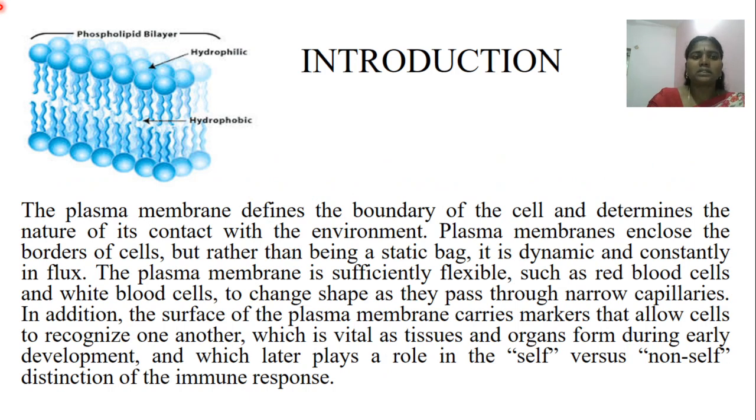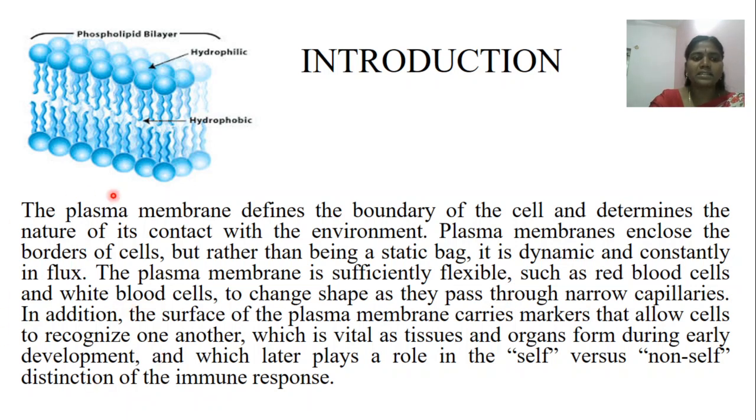So, introduction to this: the plasma membrane defines the boundary of the cell and determines the nature of its contact with the environment. The plasma membrane encloses the borders of the cell, and rather than being a static bag, it is dynamic and constantly in flux. The plasma membrane is sufficiently flexible, such as in red blood cells and white blood cells, to change shape as they pass through narrow capillaries.